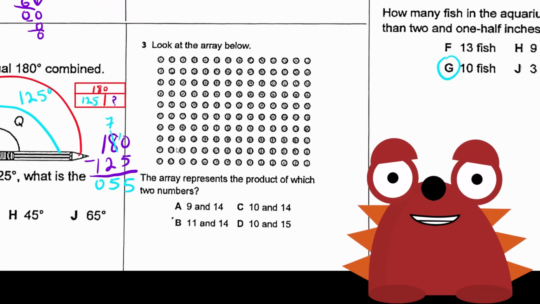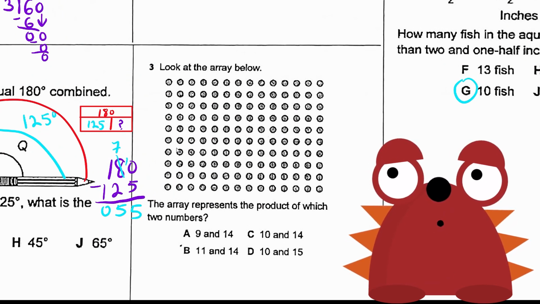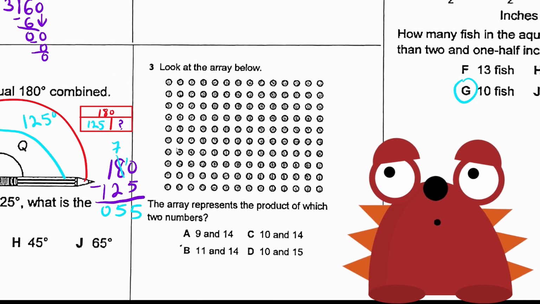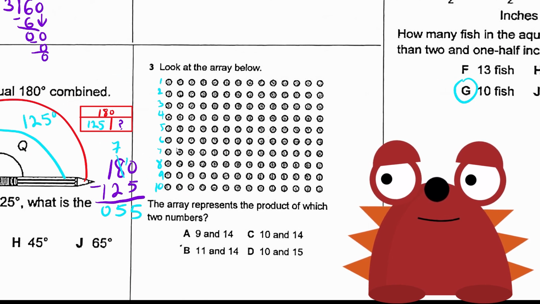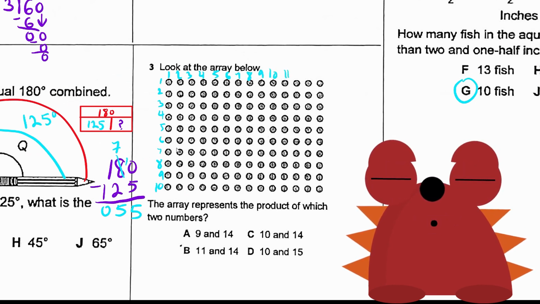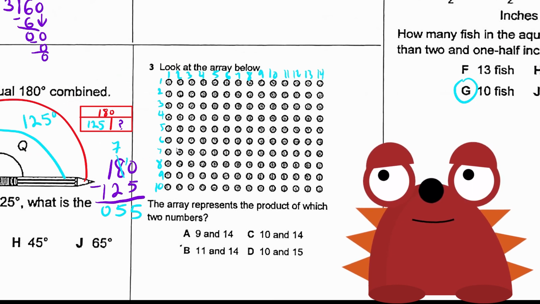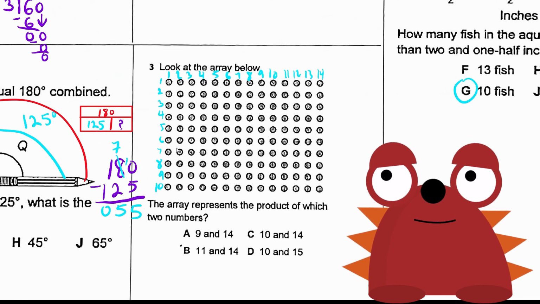Now let's look at the last question. This one just says, look at the array below. And here we're going to label the number of rows and number of columns. So we're going to put here 1, 2, 3, 4, 5, 6, 7, 8, 9, 10. We have 10 rows, and in each row we have 1, 2, 3, 4, 5, 6, 7, 8, 9, 10, 11, 12, 13, and 14. So the only option that matches those numbers of 10 and 14 is option C.